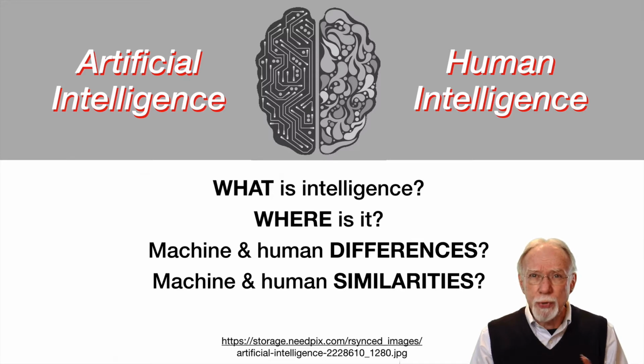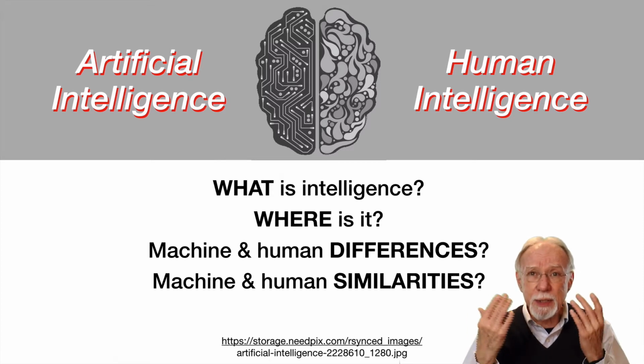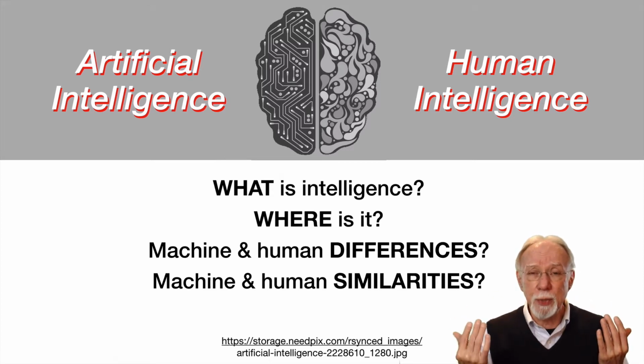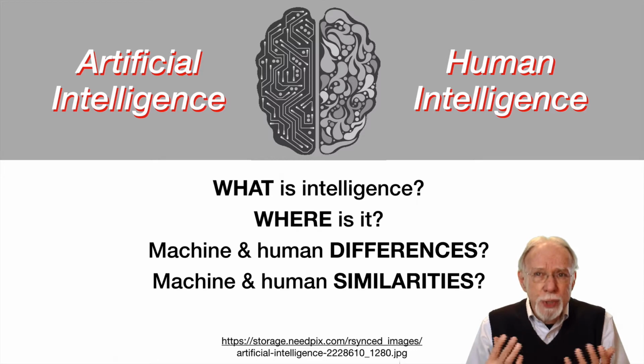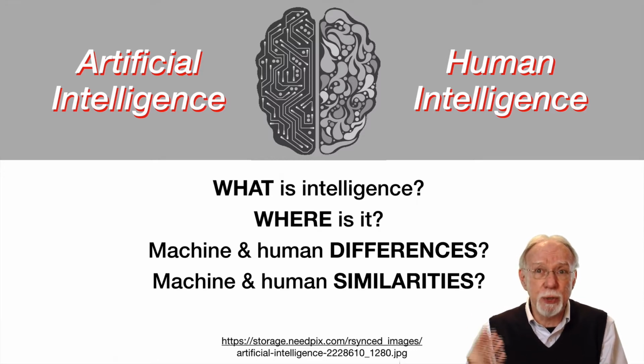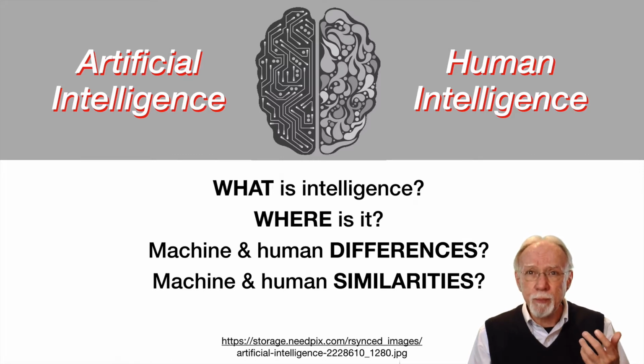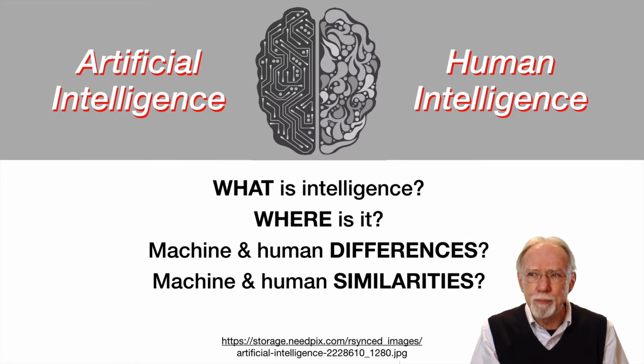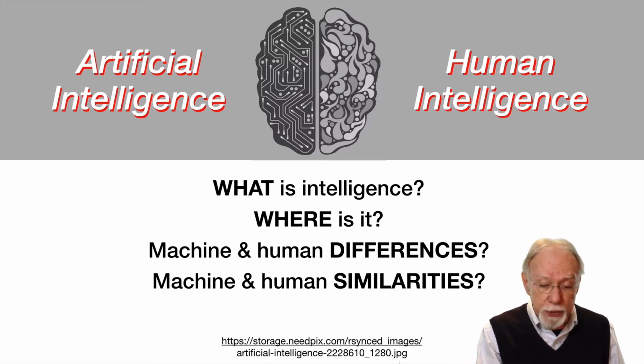So whether you use technology in an activity or just a discussion, ideas regarding intelligence, both machine and human, are critical. What is intelligence? Where is it? Well, in a human, in the brain, but in a machine, in your phone, where is it? Where's the intelligence of Google? What are the differences between human and machine intelligence and learning, and the similarities?